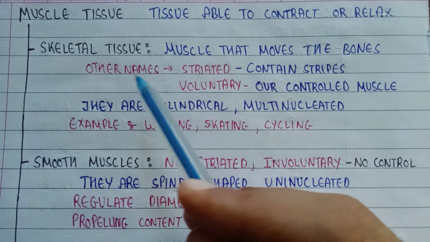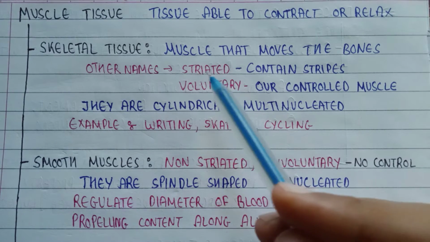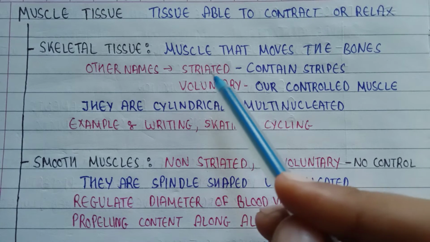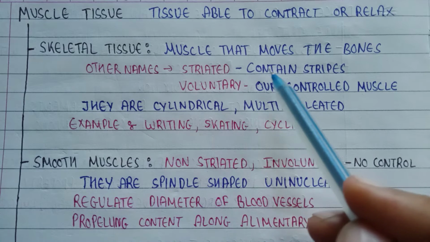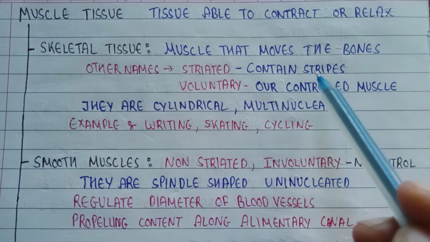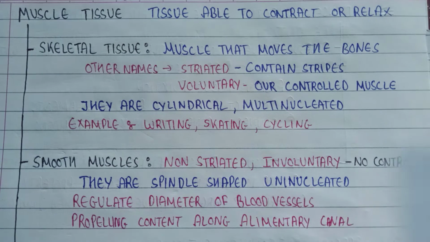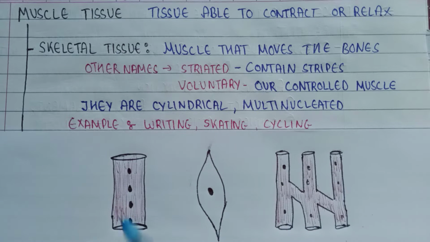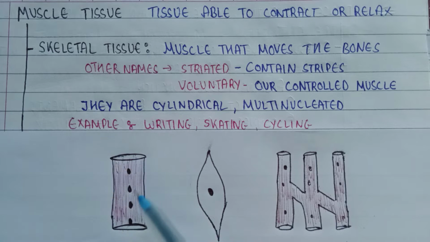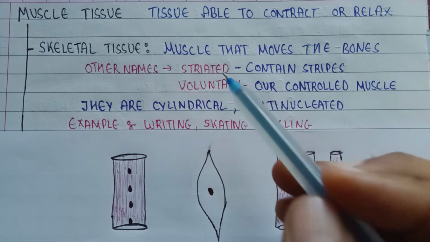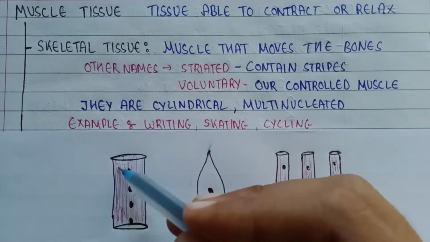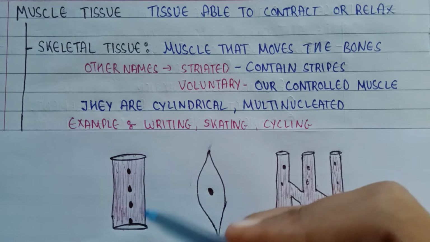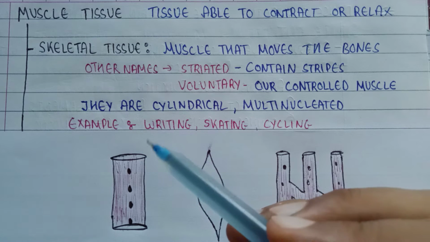Other names of skeletal tissue are striated tissue or voluntary tissue. Striated because it contains striations or stripes. Let me just show you the diagram of skeletal tissue. Skeletal tissue is like this. This is the diagram of skeletal tissue. It is known as striated because it consists of striations. These lines are made just to show the striations in the skeletal tissue.